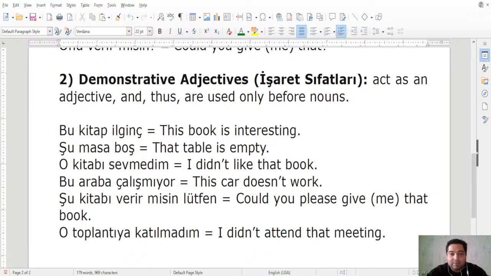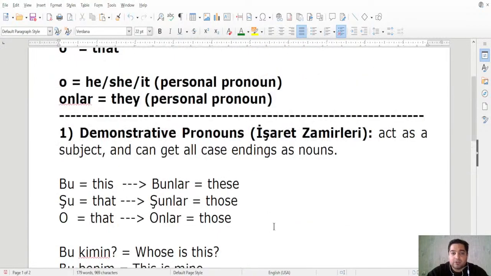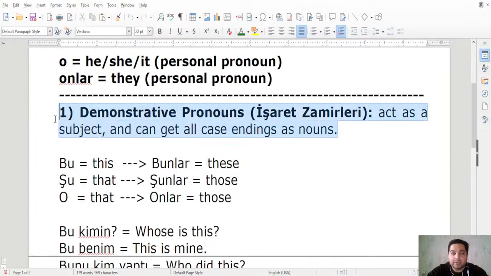So that's basically it about the bu, şu, o. As a summary, let's summarize. Bu, şu, o can be used as a demonstrative pronoun, like here, and they can also be plural, same as in English. Bu can be bunlar, şu will be şunlar, and o will be onlar.